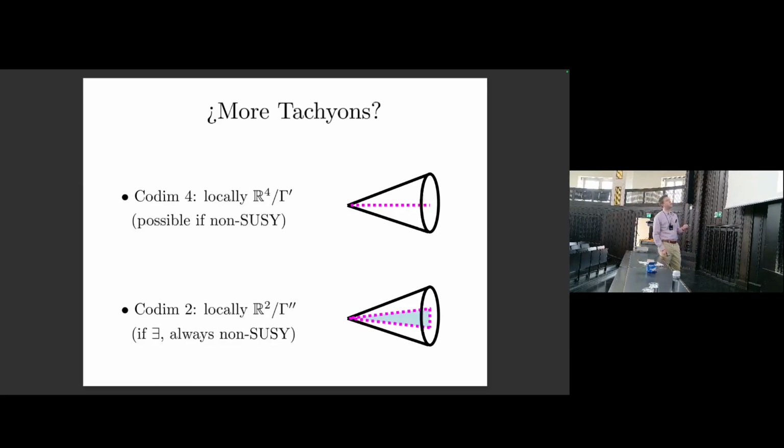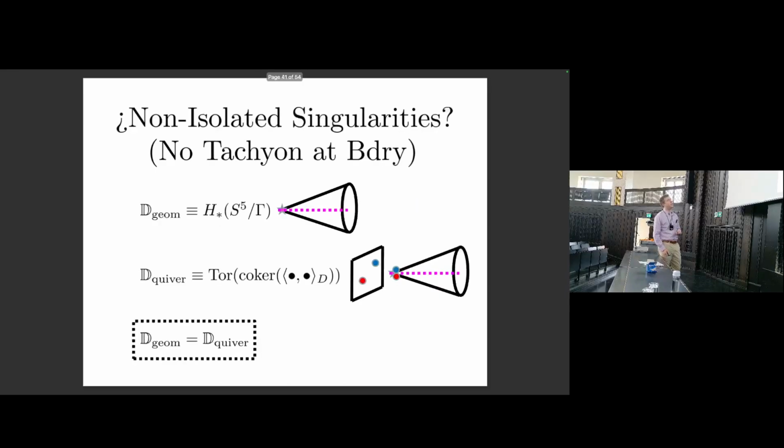When you have codimension 2, no such luck is available, and you will definitely have a tachyon out here. So in the case where there is no tachyon at the boundary, so the tachyons are still sequestered at the tip of the cone, it turns out that, again, you get an exact match between the geometric answer for the defect group and the quiver answer. So that's, again, a very nice match. Having this extra thing floating around causes no extra problems.